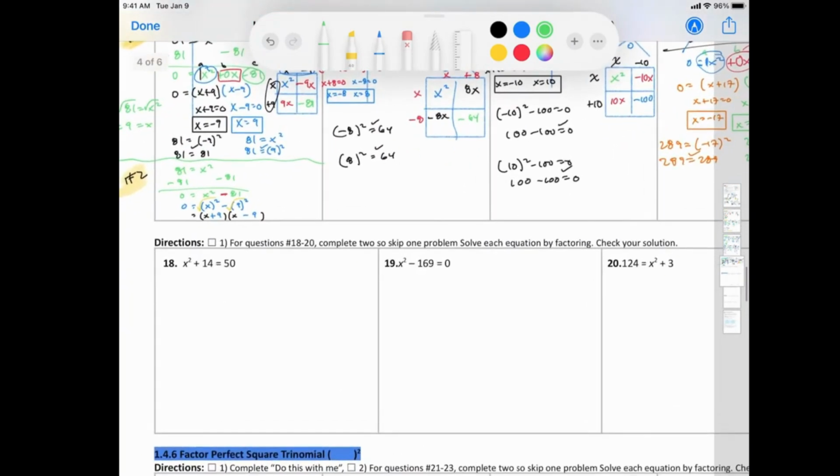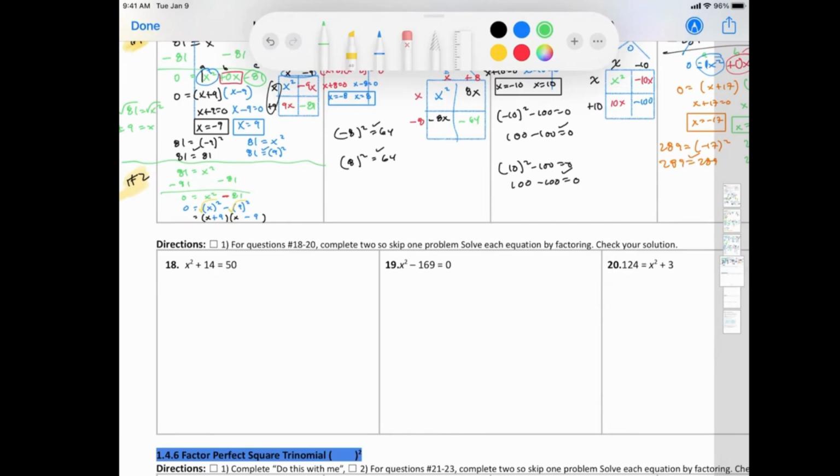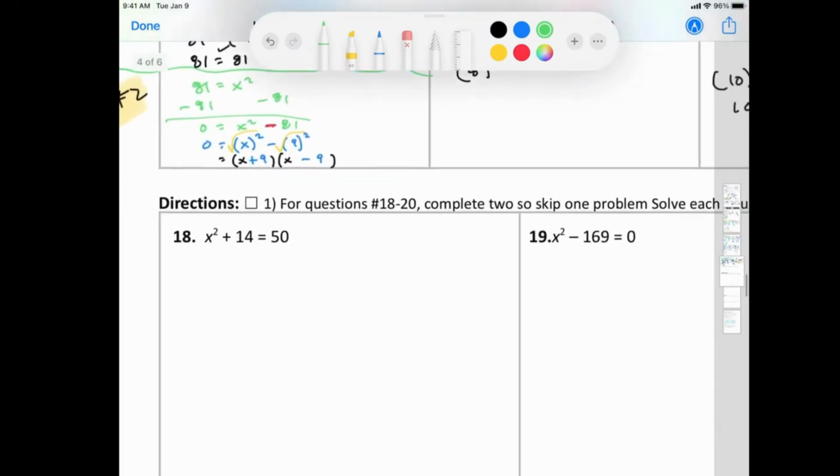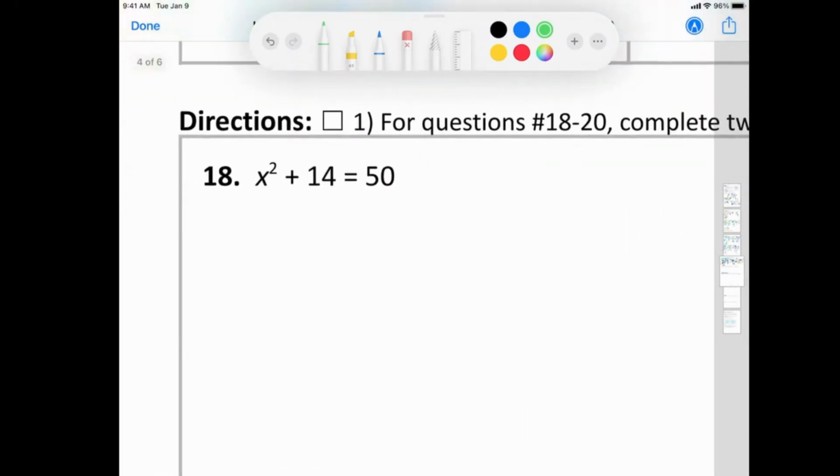Alright, questions 18, 19, and 20. Go ahead and complete 2 of those, so skip 1 problem. Solve each equation by factoring, and check your solution. Remember, 14 is not a B value. If you subtract 50, you'll get x squared plus 0x minus 36.